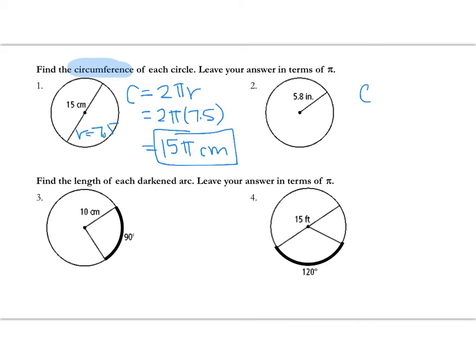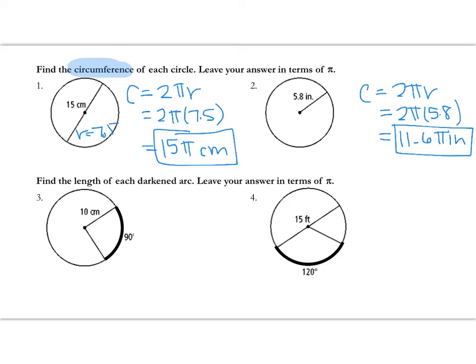For number 2, they do give us the radius, so it's twinkle, twinkle, little star, circumference equals 2 pi r. That's going to be 2 times pi times 5.8. And again, we're leaving pi in the answer, so you're just going to do 2 times the 5.8, which is 11.6 pi inches.